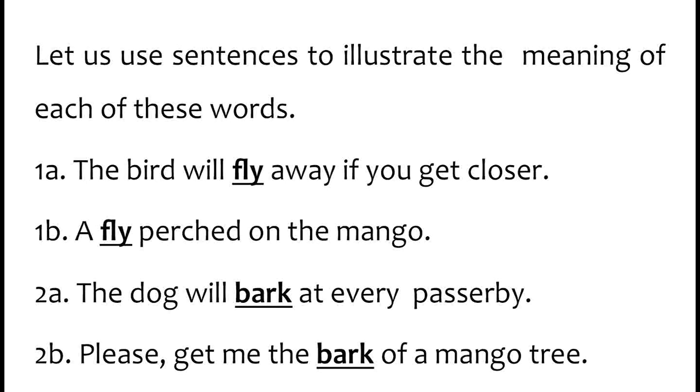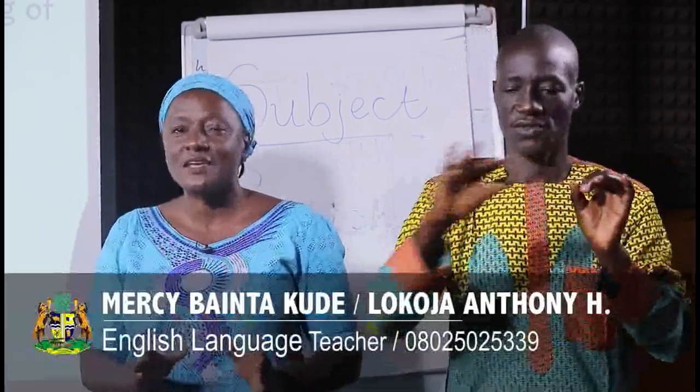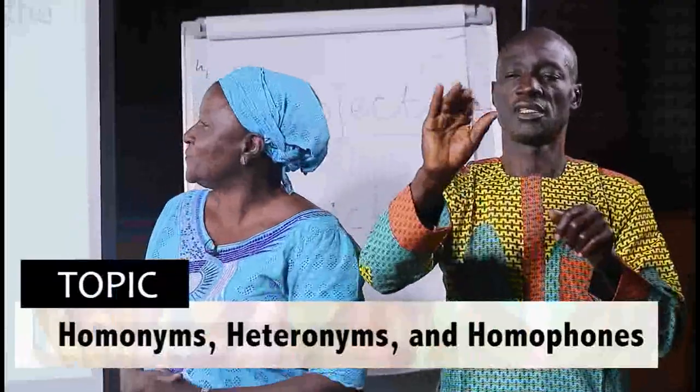And we have 2b. Please get me the bark of a mango tree. That's the skin of a mango tree. Remember, we have said that homonyms are words that sound the same. They are spelled the same, but their meanings are different. Homonyms could be nouns or verbs.